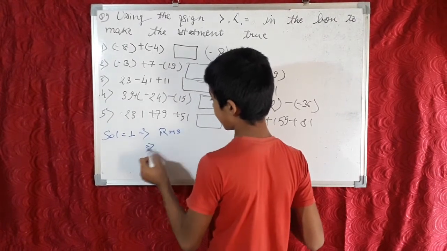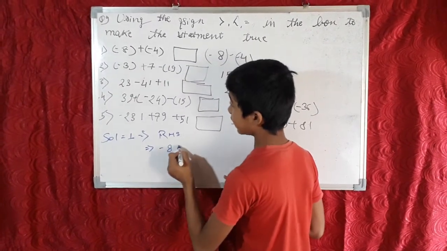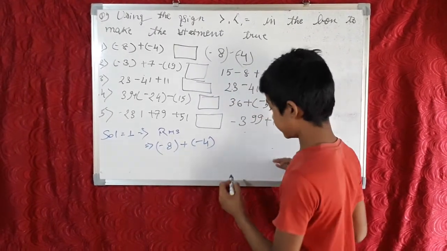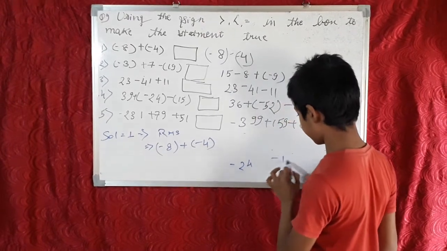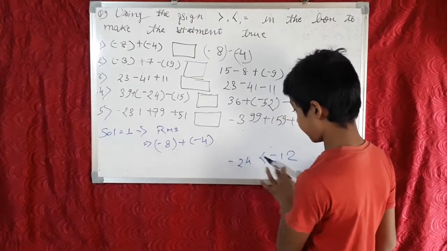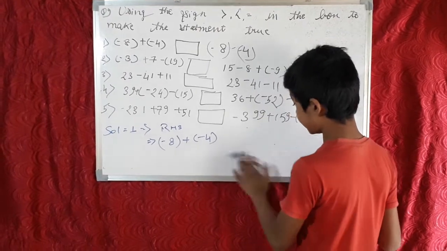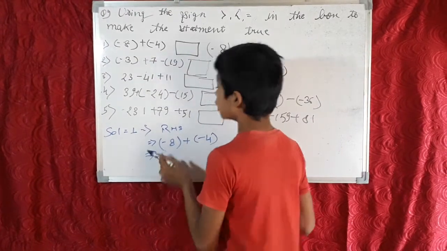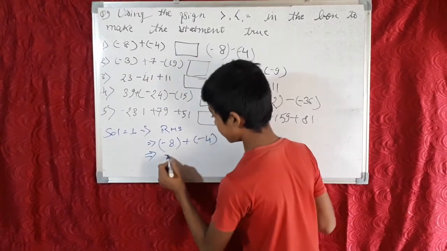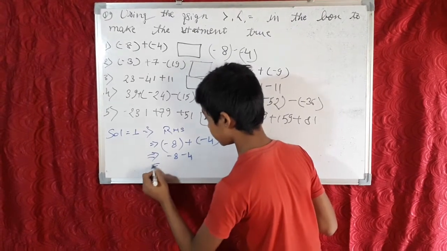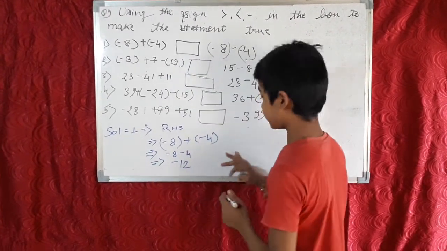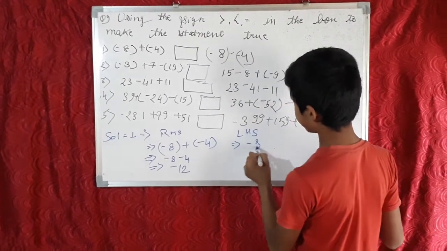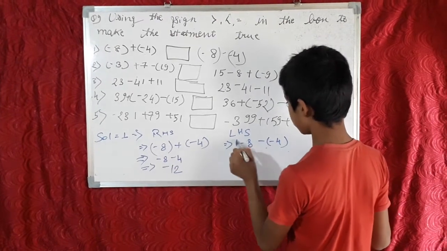So what is our RHS? Minus 8 plus minus 4. With negative signs, minus 24 and minus 12, this is the greater number and this is the smaller number, because in negative integers a bigger number is known as the smaller number. So minus 8 plus minus 4, that is minus 8 minus 4, is equal to minus 12. Now we start with the LHS. What is our LHS? Minus 8 minus, minus 4 in brackets.